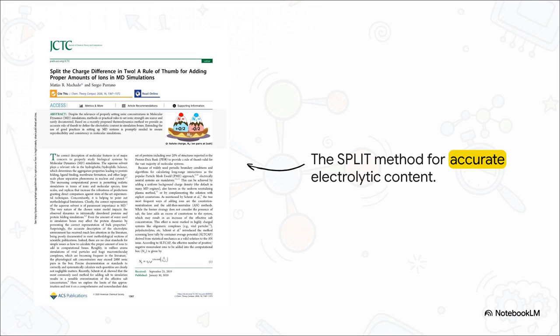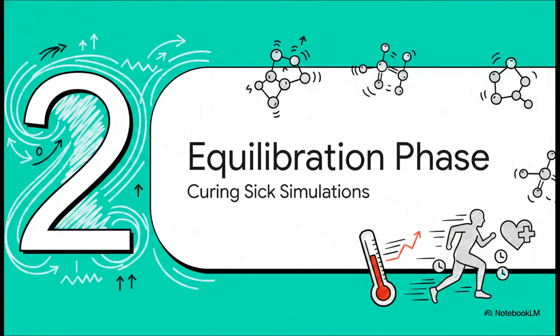Instead, you really should use the SLT-cap method or the incredibly simple split method, where you basically equally redistribute the charge excess of the solute between the ionic species. It takes literally zero extra computational cost, but it accurately models true physiological conditions. Game changer. Moving on to Section 2, minimization and equilibration.